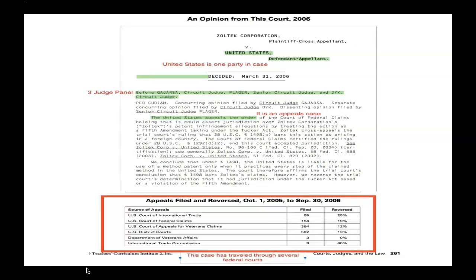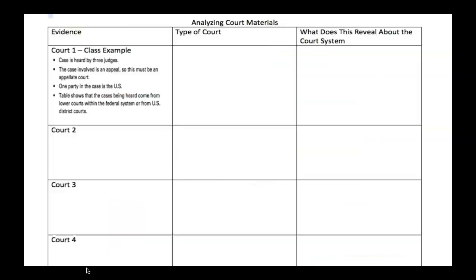We see that the United States is one party in the case. They're the defendant. We see that there are 3 judges on this panel. We also see it is an appeals case. The United States appeals the order of. And at the bottom, as previously stated, this case has traveled through several federal courts. You would then record that evidence in the first box on the left over here.